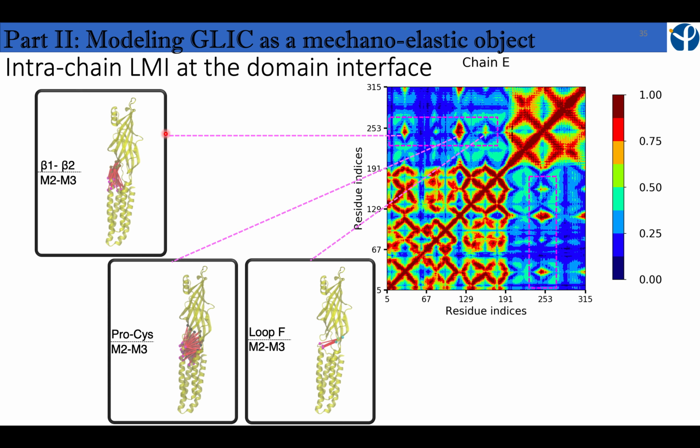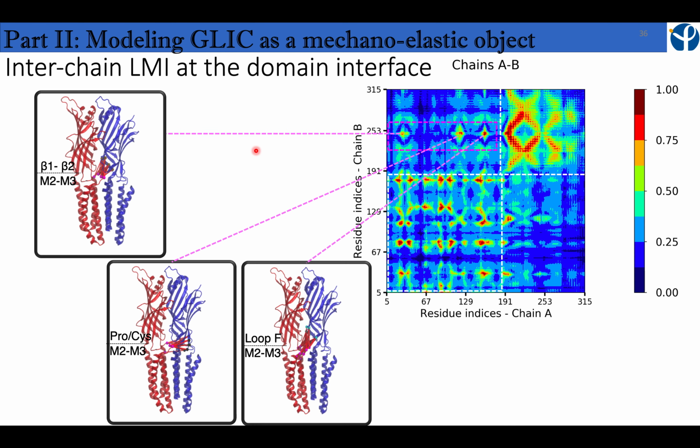Let's take a look now at the same thing for the interchain interactions. You can see that, okay, loop F is still effective. The same residues are interacting for the neighbors. Loop F is interacting with the M2, M3 loop of the neighbor chain. That's the important part. You can see that the pro-cis loop of one chain is interacting with the M2, M3 loop of the neighbor. And again here, beta 1, beta 2 of chain A or subunit A is interacting with the M2, M3 loop of chain B.